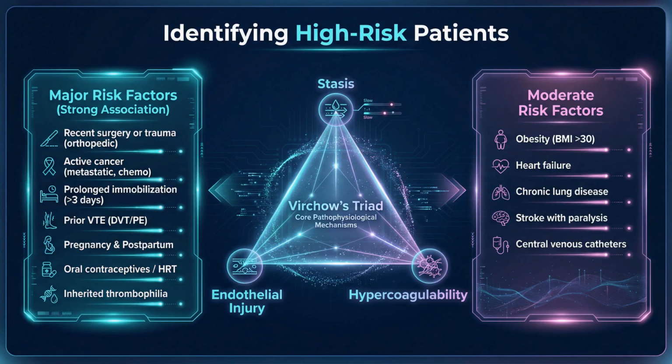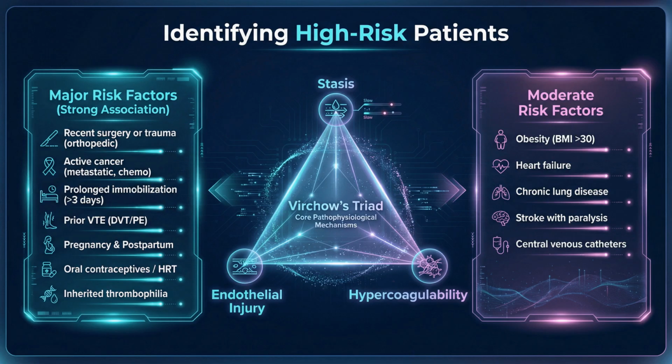Let's now focus on identifying patients who are at high risk for developing acute pulmonary embolism. Recognizing these risk factors early is crucial for both prevention and timely diagnosis. We start with the major risk factors which have a strong association with venous thromboembolism. Recent orthopedic surgery or significant trauma is a common trigger because it causes tissue injury and immobility, both contributing to clot formation. Active cancer, especially metastatic disease or patients undergoing chemotherapy, dramatically increases clotting risk due to tumor-related factors and treatment effects.